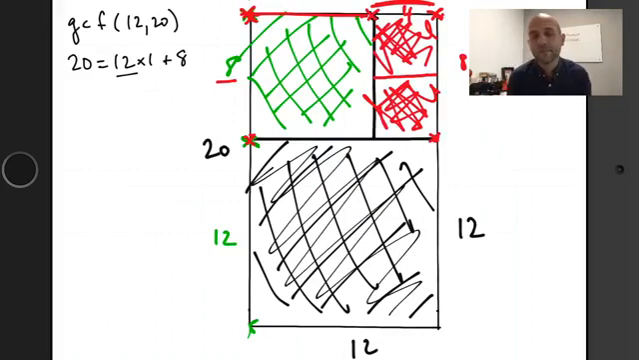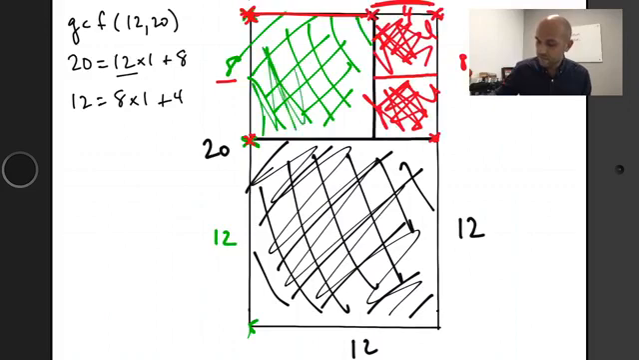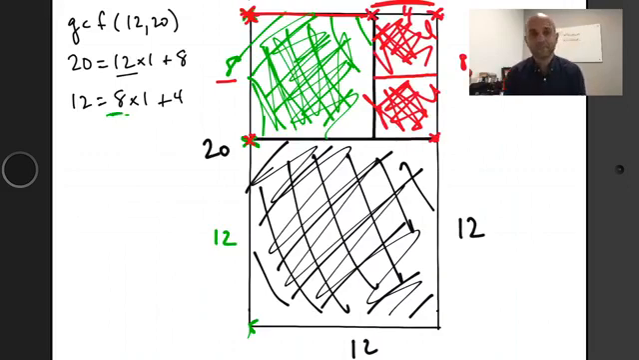I'm going to repeat the process. 12 is equal to 8 times 1 plus 4. Look over the dimensions of the second square that I drew. Remember, it was 8 by 8. It was the green one there. 8 by 8. Apply this algorithm again, and I get 4 times 2 plus 0.